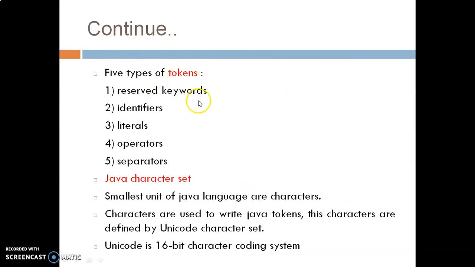So when I am talking about tokens, it is nothing but a collection of these 5 things, that is reserved keywords, identifiers. Identifiers are nothing but variables.